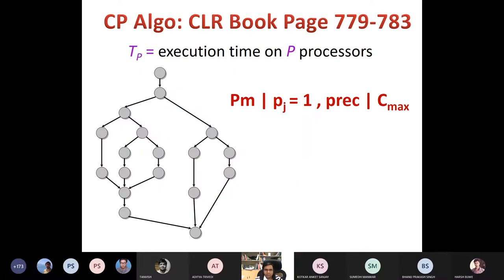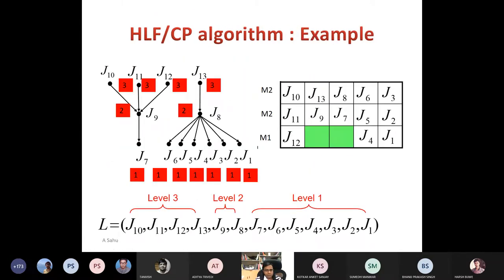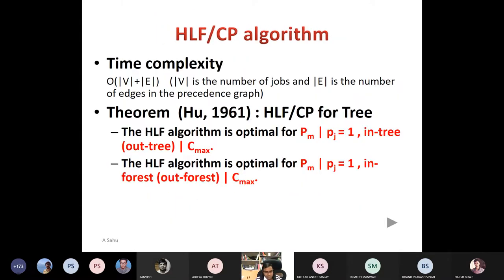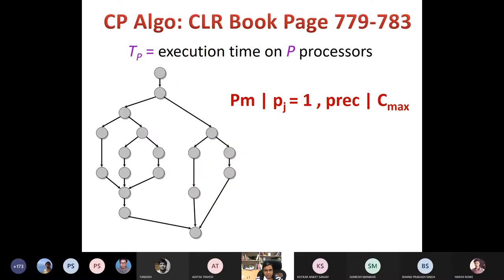So what is this problem? We have M identical processors, and all tasks have precedence constraints in DAG format, and the execution time of all tasks is 1. But in this case, only if it is a tree is it optimal. If it is not a tree, a general precedence DAG, then what will happen?